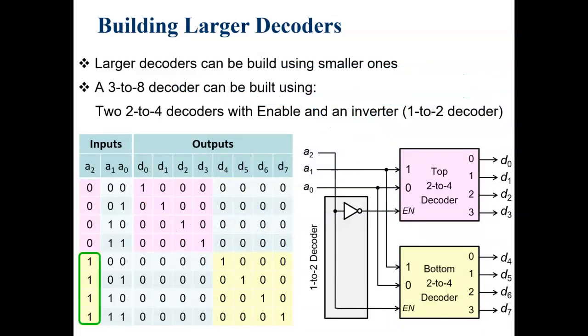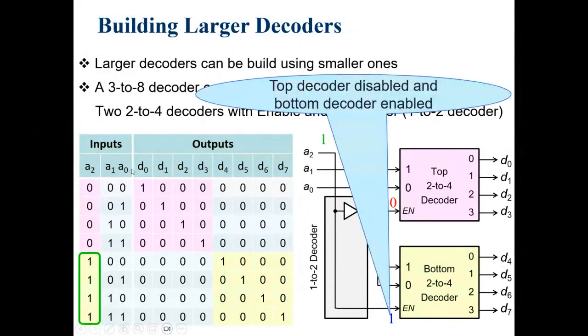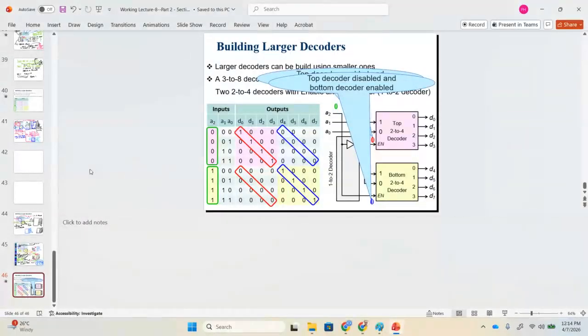Now when A2 is equal to 1, since we are using an inverter, the top decoder is disabled. So D0 to D3 will be all zeros, and the bottom decoder is enabled, and it depends on the additional signals, which are actually A1 and A0. Got it or not got it? Any question? Yes. Got it. So this is how it works.